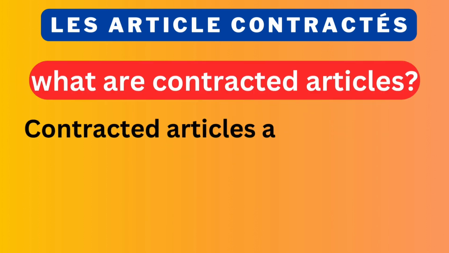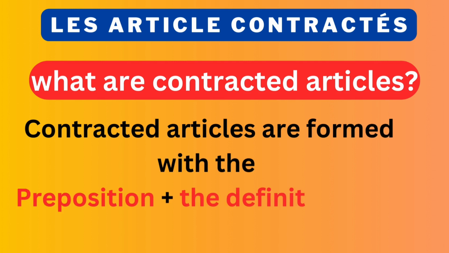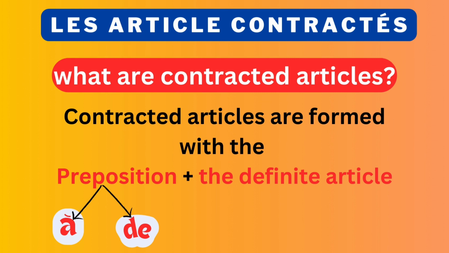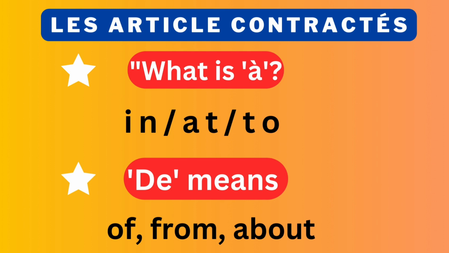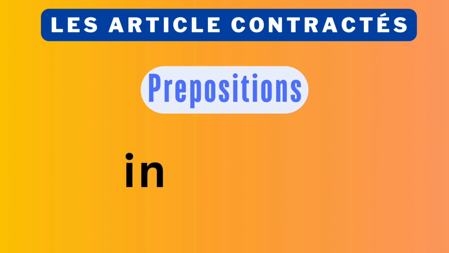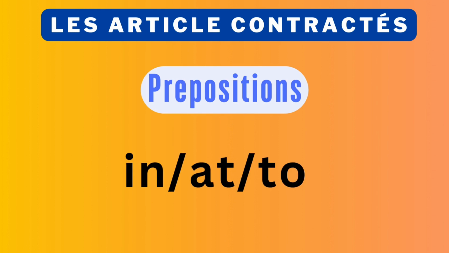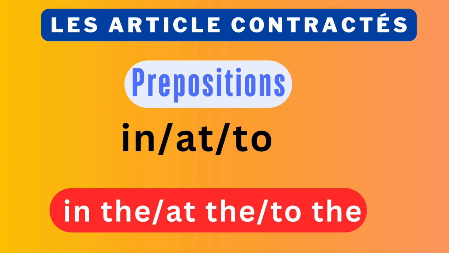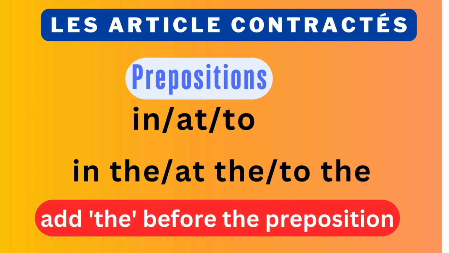Contracted articles are formed with the preposition and the definite articles. What does that mean? We have two prepositions here, à and de. What is à? It means in, at, or to. De means of, from, or about. If I do not want to say in, at, or to, rather I want to say in the, at the, or to the, then we will have to add the before the preposition. When you add the to the preposition à, whatever is formed is your contracted article.